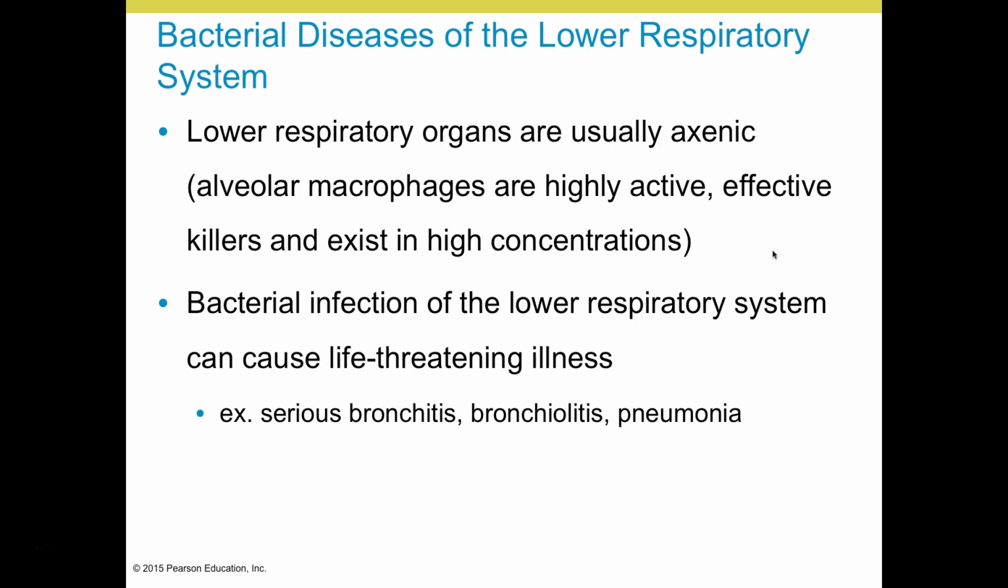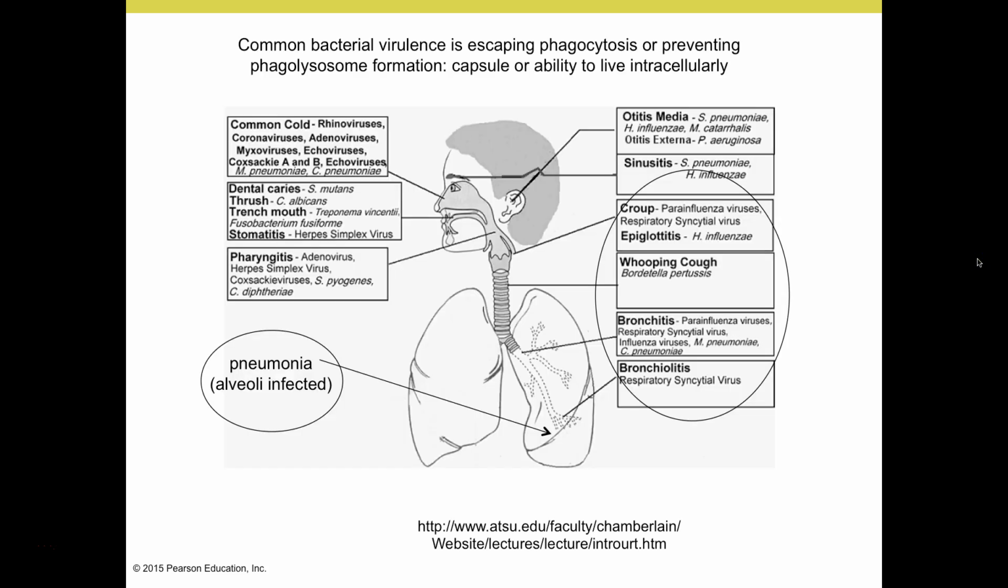Okay, so now we're going to go into the lower respiratory organs, which are usually axenic. And that pretty much means that they don't have any bacteria whatsoever present. That's what axenic means. The infections of the lower respiratory system can lead to life-threatening illness, and you are familiar with them, which are bronchitis, bronchiolitis, and pneumonia. And here are, as you can see, croup, whooping cough, bronchitis, and bronchiolitis.